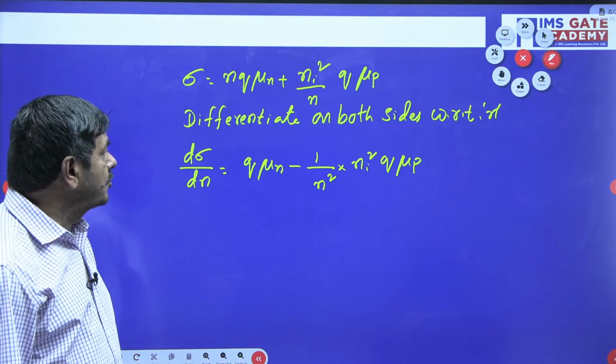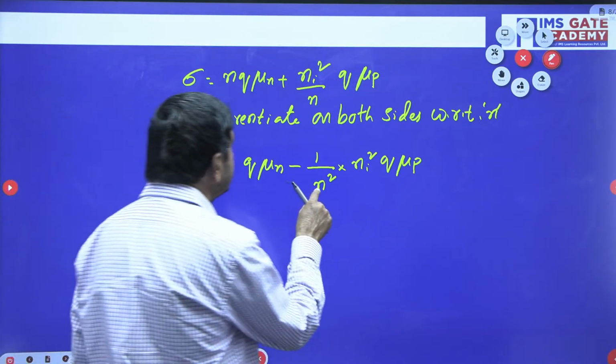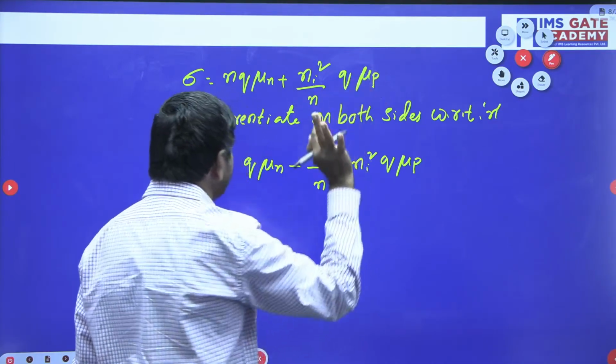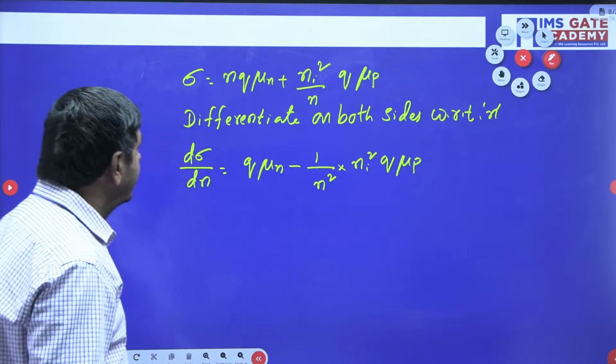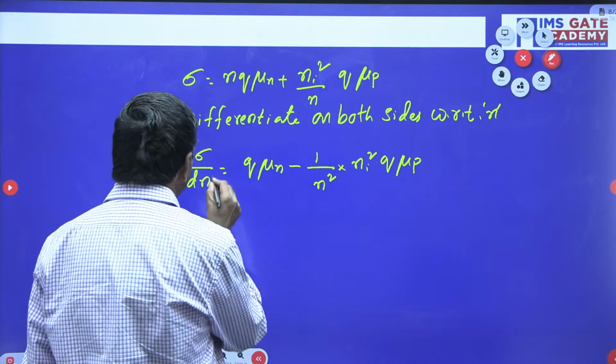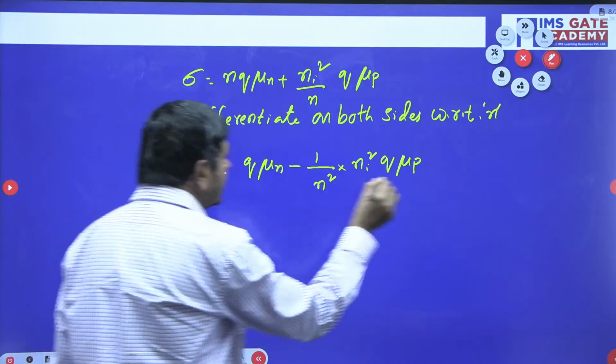But my aim is to find n. This n value is required, you know very well. Sorry, not ni square here now. Yes, ni square by n, correct. Ni square by n we are getting here now. Understand now. Then I can write here now dq, this is equal to what?